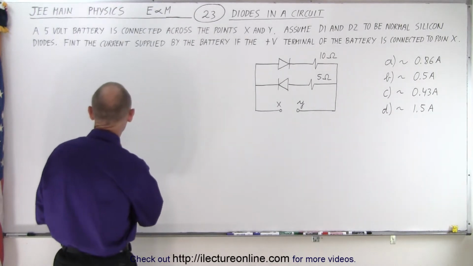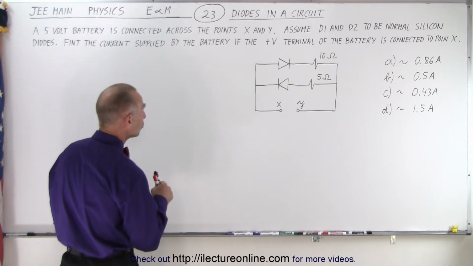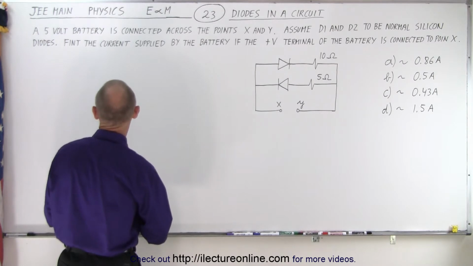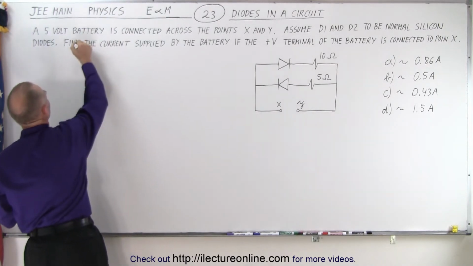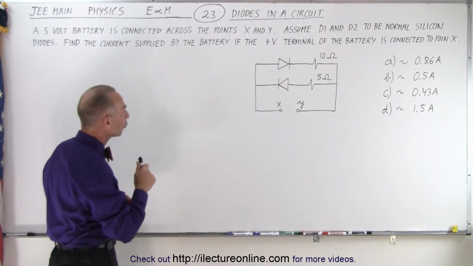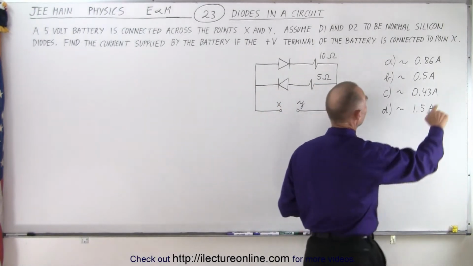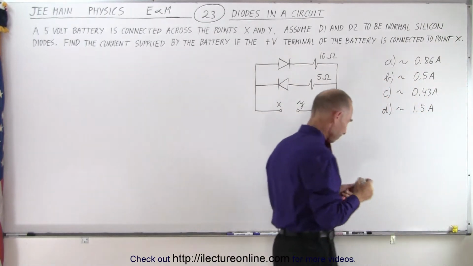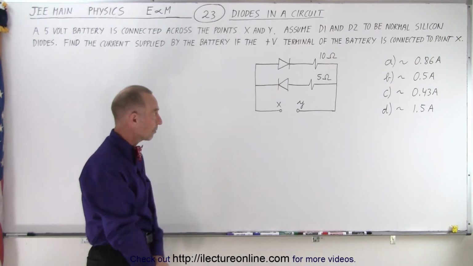It says a 5-volt battery is connected across the points X and Y. Assume D1 and D2 to be normal silicon diodes. Find the current supplied by the battery if the positive terminal of the battery is connected to point X. We have four possible answers, and one of those four has to be correct.